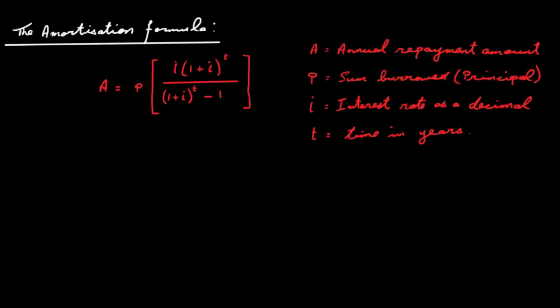Okay, so let's have a look at the amortization formula, which I've written out here. It's A is equal to P times I times (1 plus I) to the power of T over (1 plus I) to the power of T minus 1. In this particular formula here, we have an A.